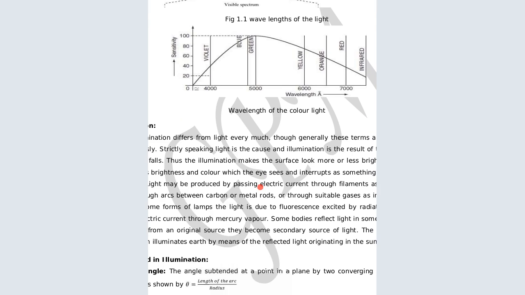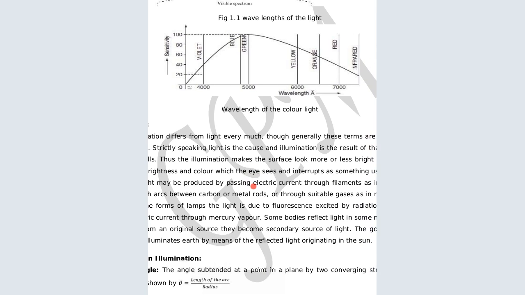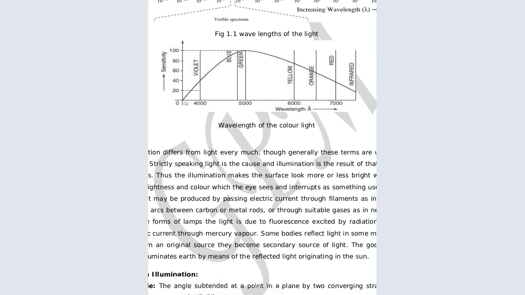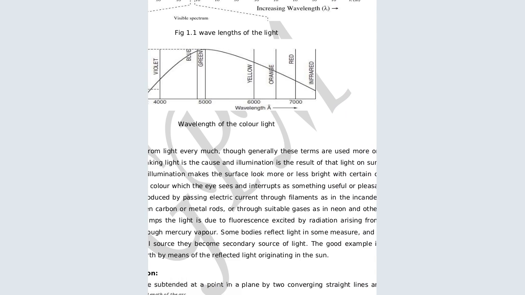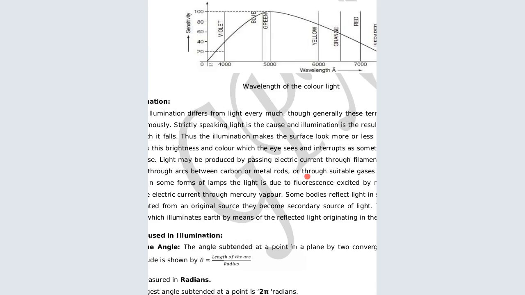Now we have the wavelength for the color of light. Violet has a wavelength of 4,000, and it increases. Green goes to 5,000, then yellow, orange, and red, and then infrared.